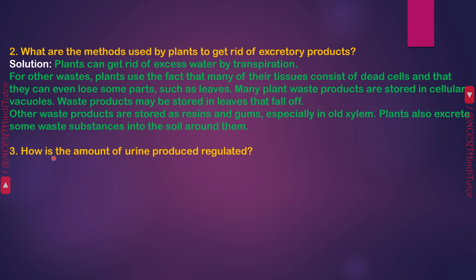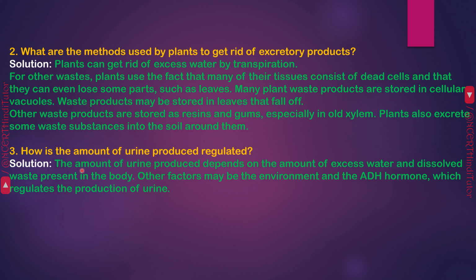Question 3. How is the amount of urine produced regulated? Answer. The amount of urine produced depends on the amount of excess water and dissolved waste present in the body. Other factors may be the environment and the ADH hormone, which regulates the production of urine.